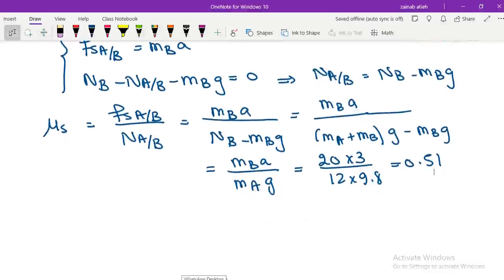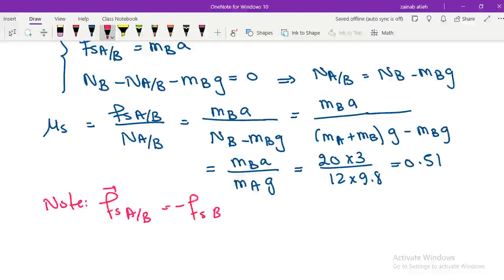So please remember that we have used Fs. I will write it as a note. The friction exerted by A on B is equal to minus the friction exerted by B on A, same magnitude, opposite sense, and the force of contact between A and B, they have same magnitude, opposite sense. So A on B is equal to minus B on A. This is according to Newton's third law. This is for the first case, when we were pushing A.